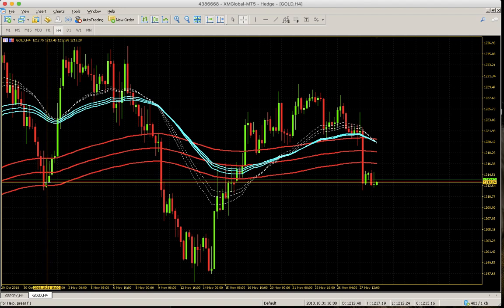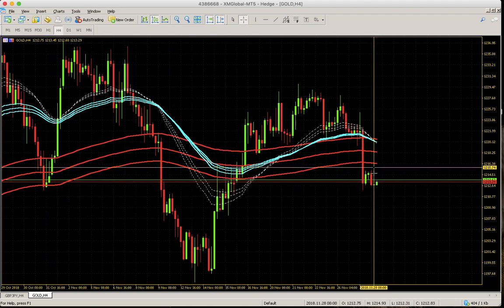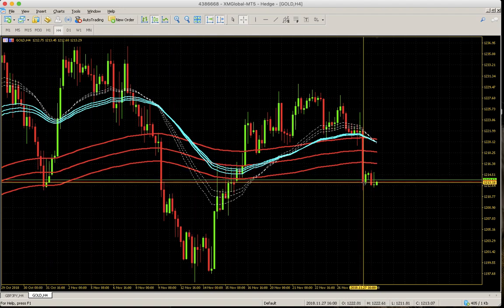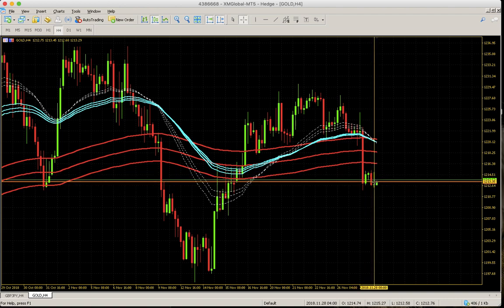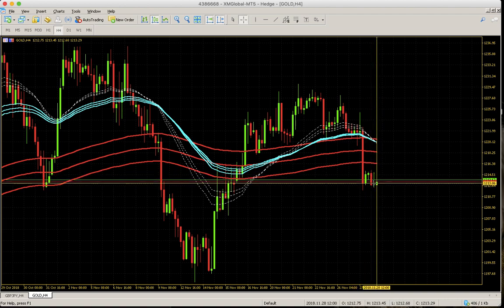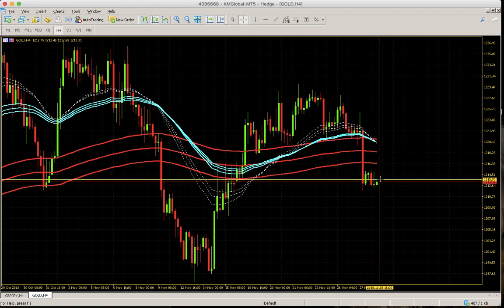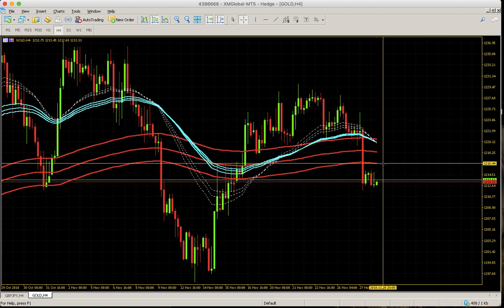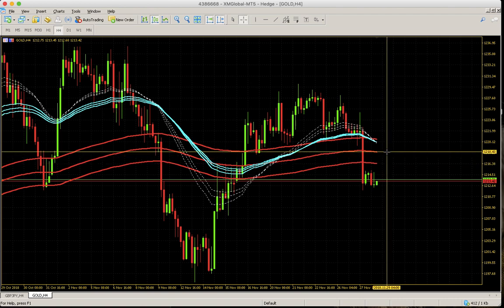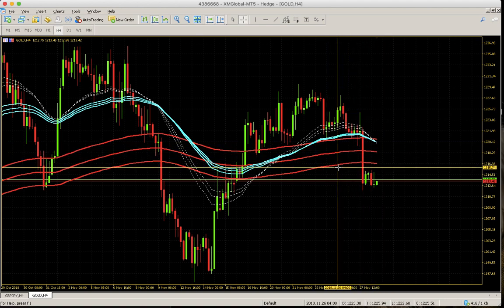Here and here, and then the price went sideways, and then I think the price will go up from here to 1, 2, 1, 6 first, and then if the price passes, the price will go here, 1, 2, 1, 8. Here is how to use this moving average.